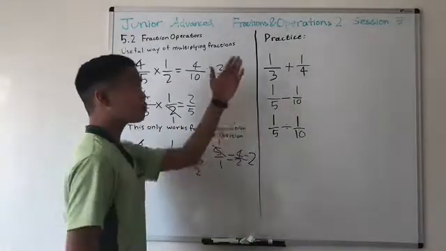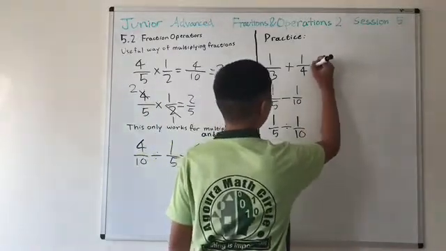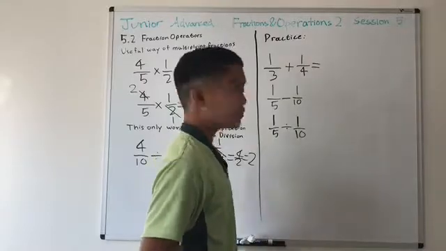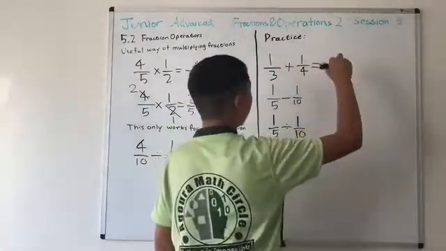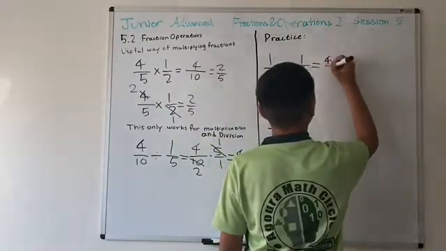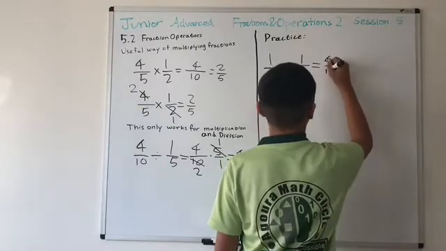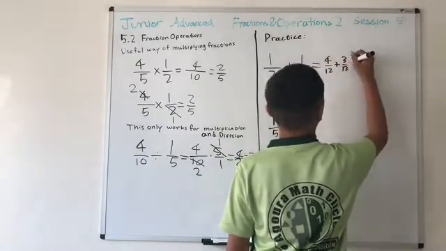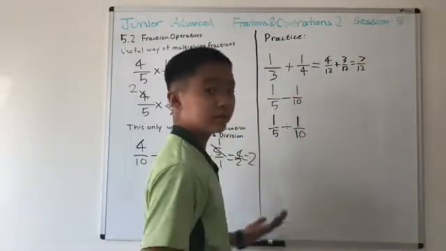These are some practice problems, and I'll do them for you in case you still don't understand some concepts. First, 1 over 3 plus 1 over 4. You multiply this by this and this by this. So then we have 4 over 12 plus 3 over 12, which equals 7 over 12. That's how you get that one for addition.